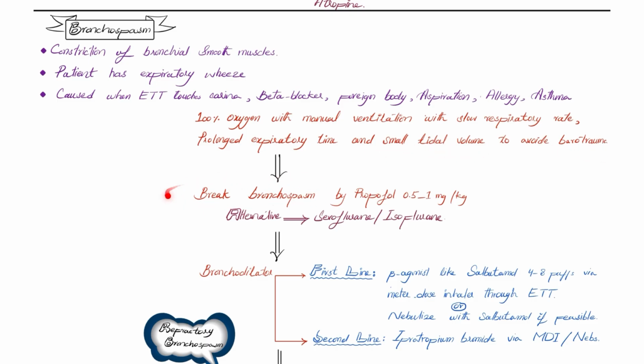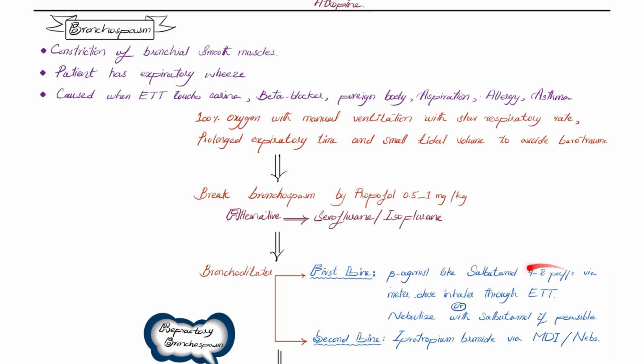Then you have to break the bronchospasm by giving intravenous propofol at the dose of 0.5 to 1 milligram per kg. Alternatively, you can give sevoflurane and isoflurane. Even after giving propofol, if the bronchospasm still doesn't break, then you add a bronchodilator. The first line of bronchodilator is a short-acting beta agonist like salbutamol.